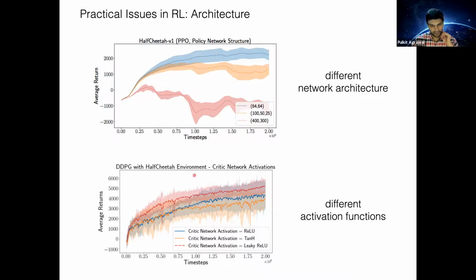Similarly, this is showing DDPG, where I'm varying just the activation functions. Once we modify the activation functions, they also cause a change in performance. Sorry, I don't seem to have a reference in the slides over here, but I'll repost the slides with a reference. So you can also refer back to the paper which was doing this analysis.